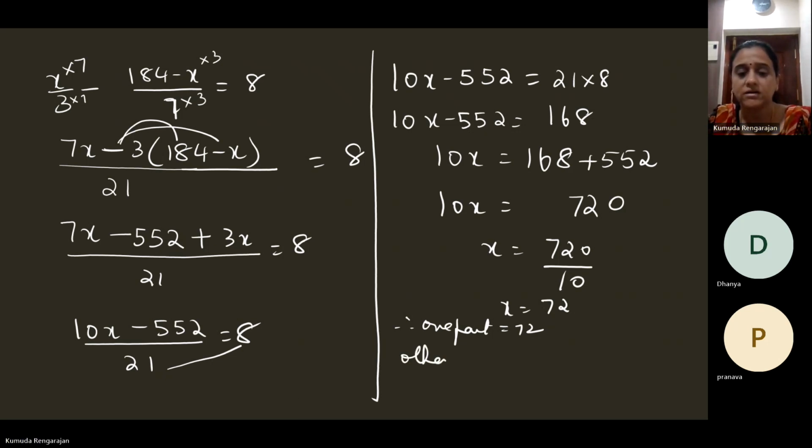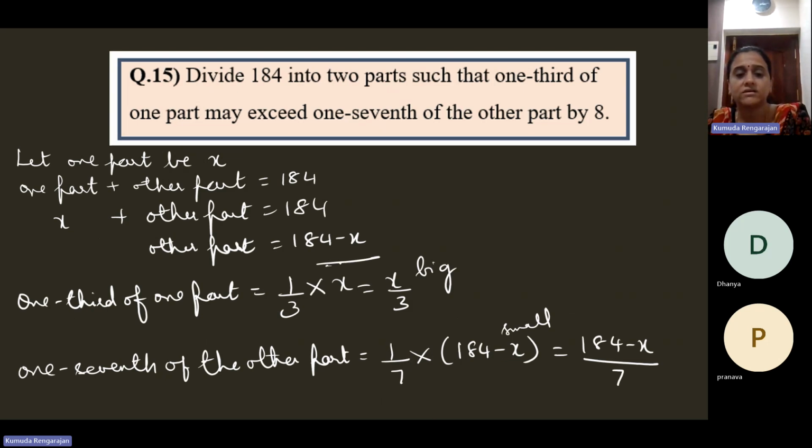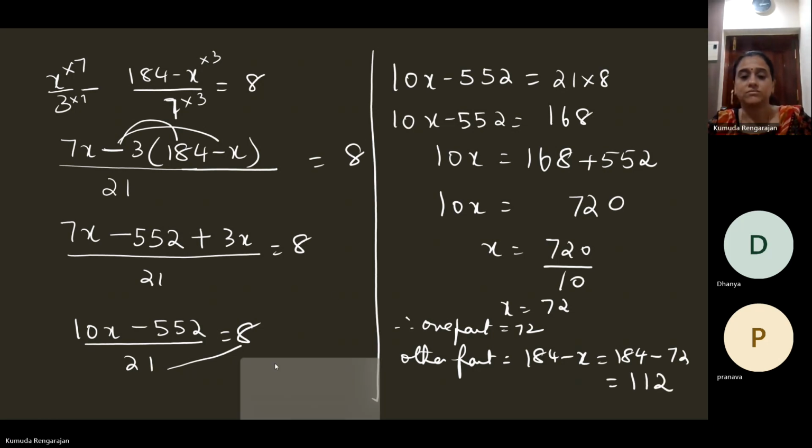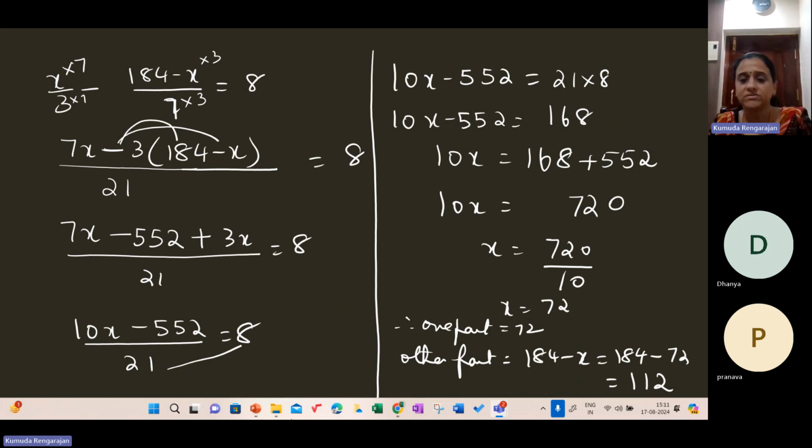The other part is equal to 184 minus x, we have the assumption here. You can write it below, or you can write it here also: is equal to 184 minus 72. How much is that? 112, ma'am. 112. Very good. So one part is 72 and the other part is 112.